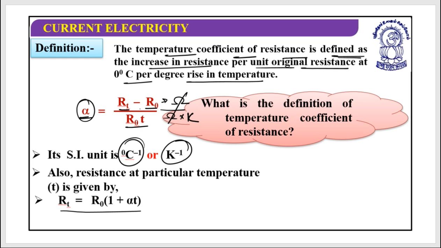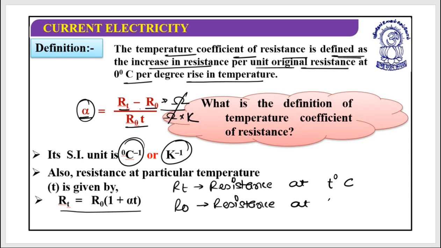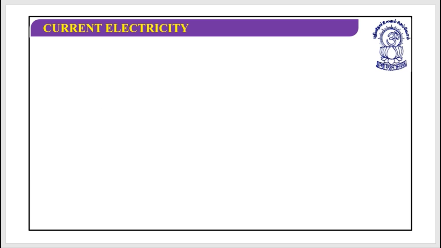Also, resistance at a particular temperature can be written as RT equals R0 into bracket 1 plus alpha T, where RT is the resistance at T degree Celsius, R0 is the resistance at 0 degree Celsius, and T is the temperature difference. I hope those things are clear. Is it clear? Great.